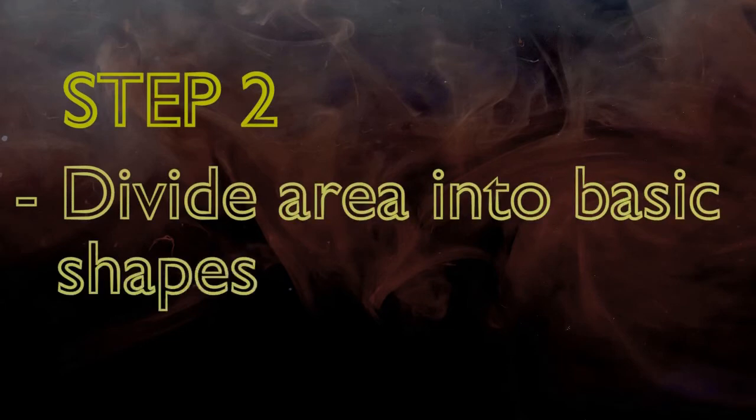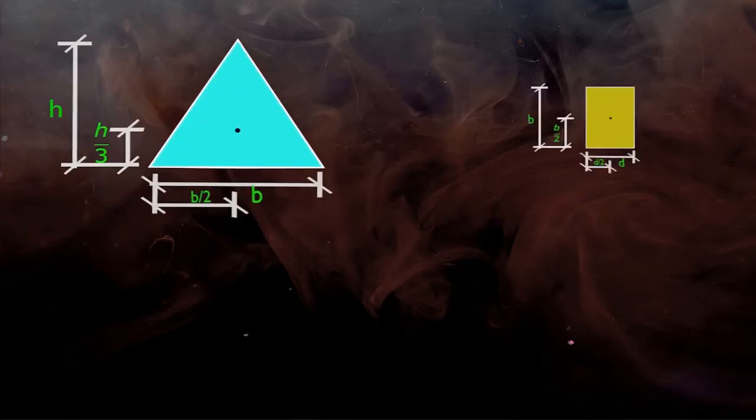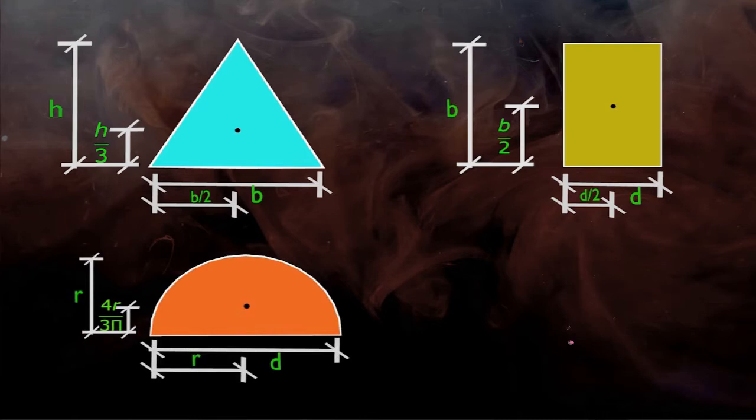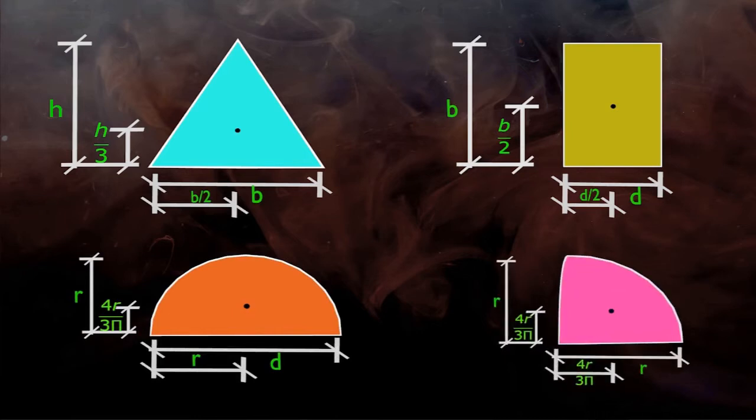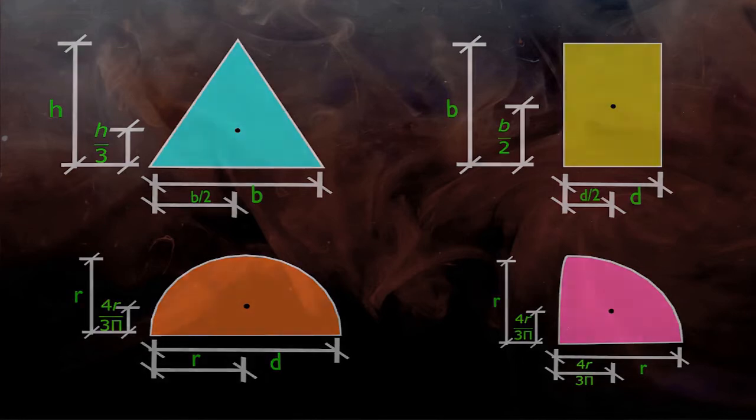Next step is to divide the whole area into more basic shapes whose centroid locations are known to us. Centroids of some shapes are given in reference books, like triangle, rectangle, semicircle, quarter circle, etc. You can directly memorize these and use them in numericals to avoid tedious and lengthy calculations. For this problem, we will divide it into rectangles.